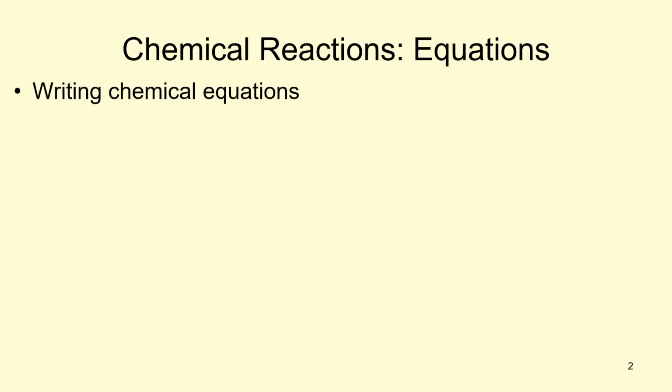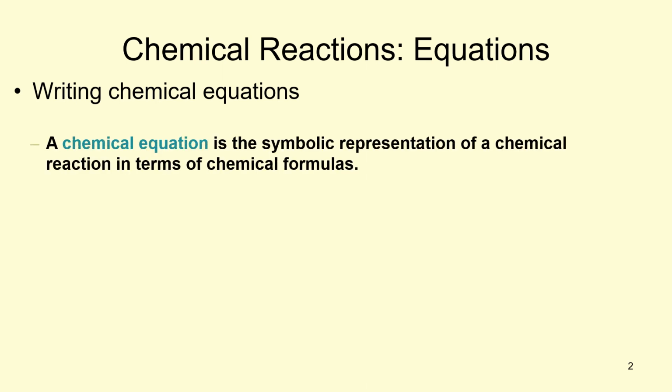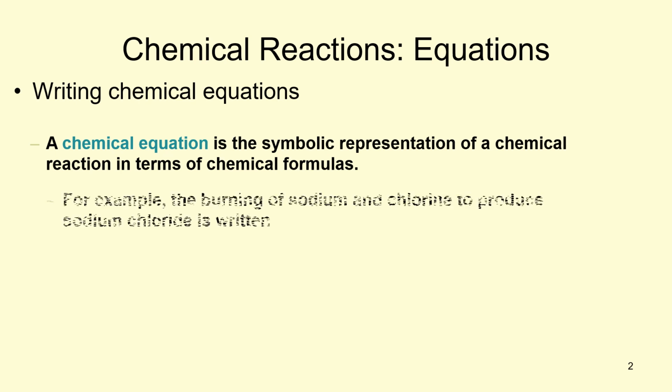So we're going to talk about chemical reactions in this chapter, and we're going to start out by talking about equations, which is the way to write a reaction in terms of the symbols. So a chemical equation is the symbolic representation of a chemical reaction in terms of chemical formulas.